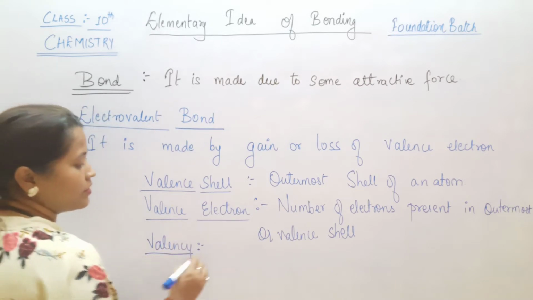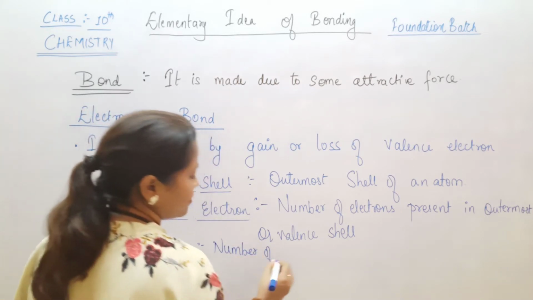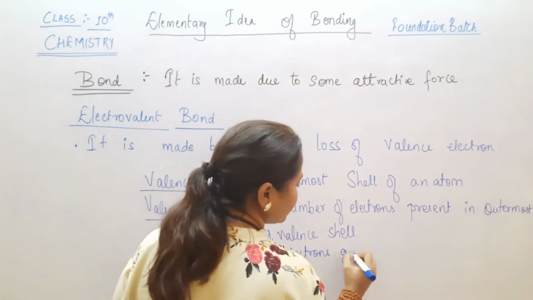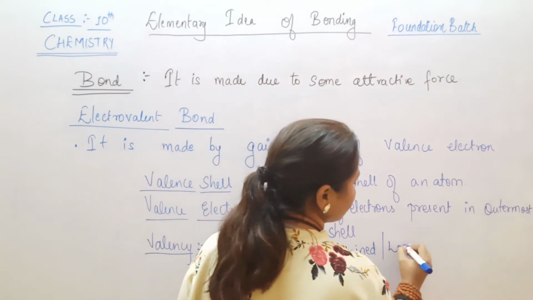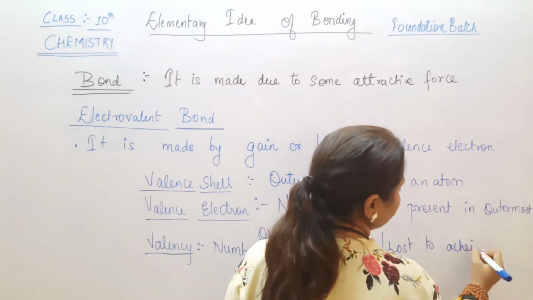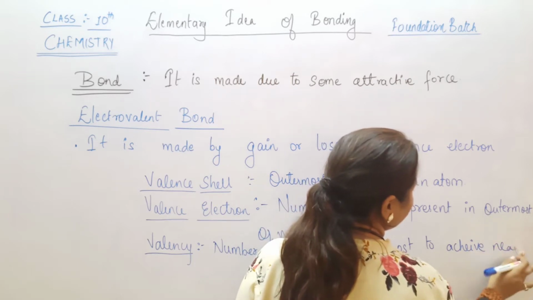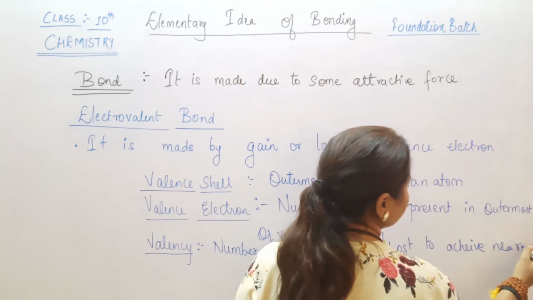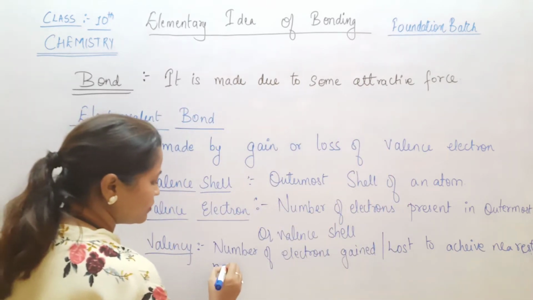And what is valency? It is the number of electrons gained or lost to achieve the nearest noble gas configuration.